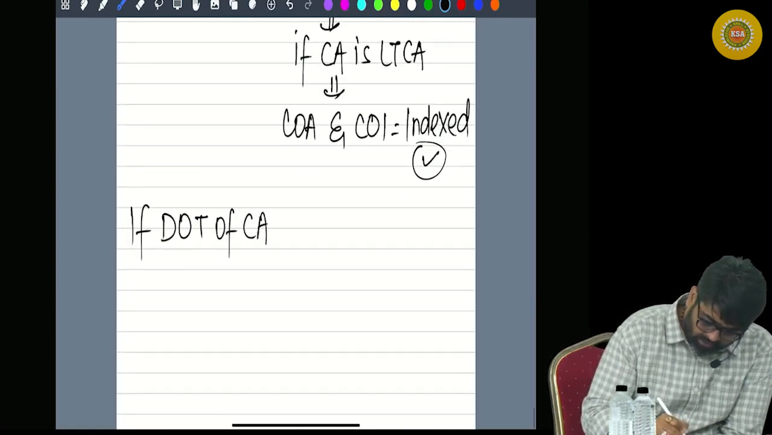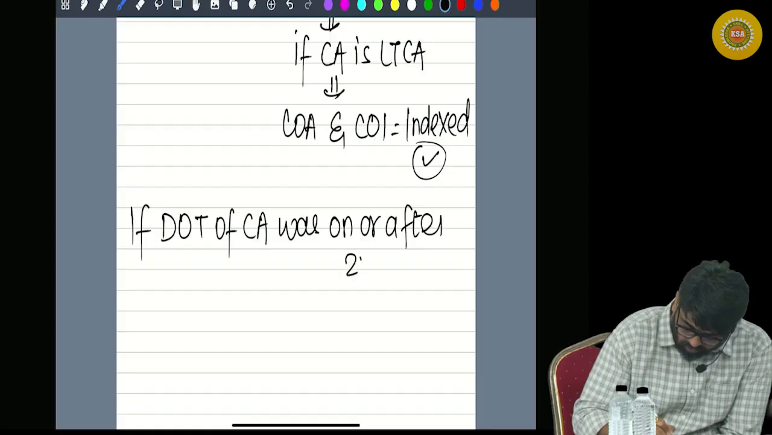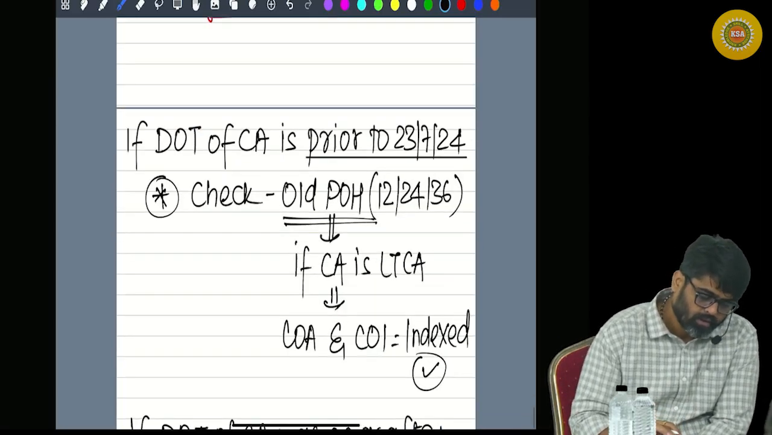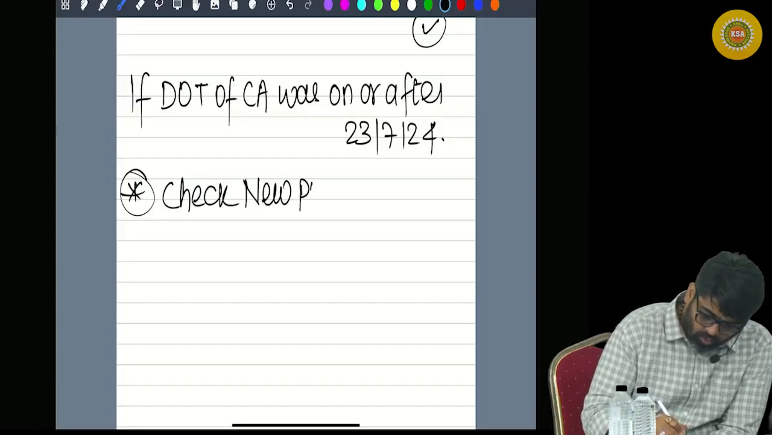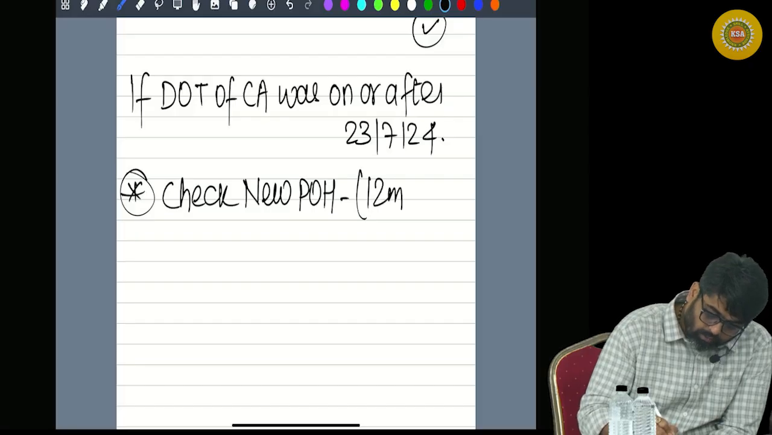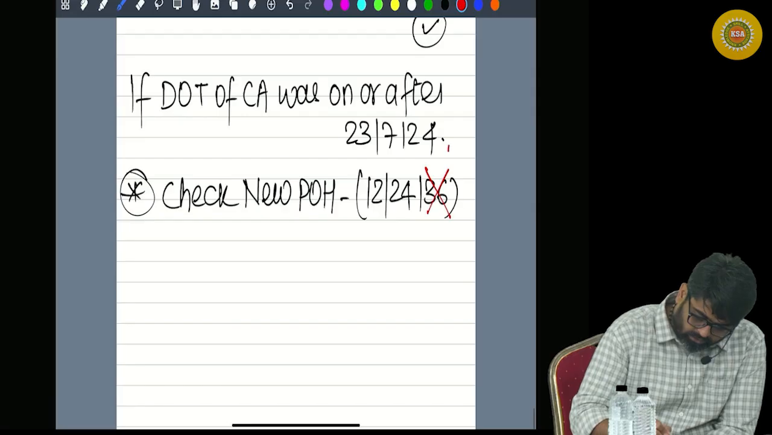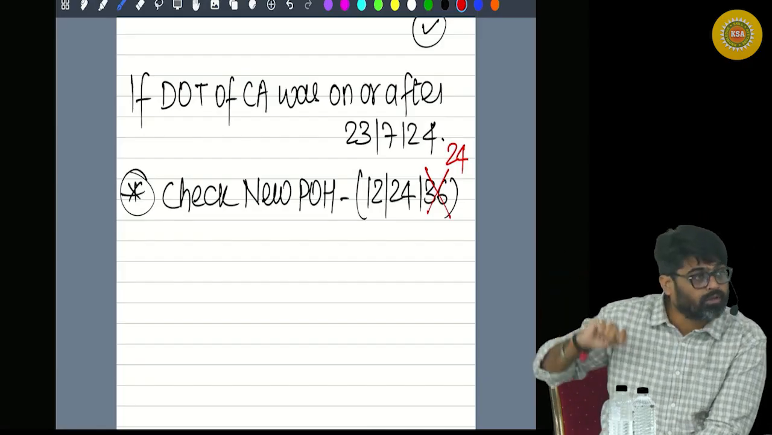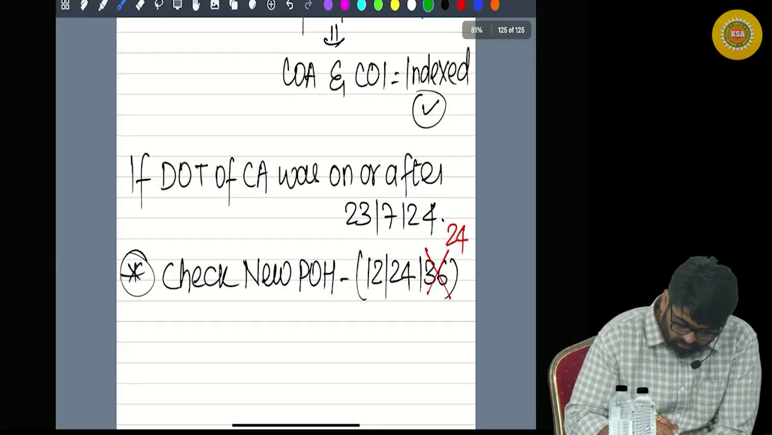If the date of transfer of the capital asset was on or after 23rd July 2000, what will you do here? You will check old period of holding or new period of holding. Check the new period of holding, that is 12, 24, 36. Make this 24. So for those assets for which you used to check 36 months, now you will check 24. Yes or no?